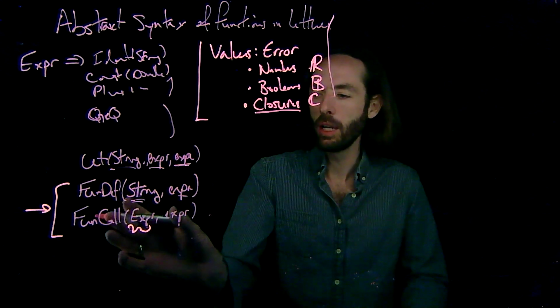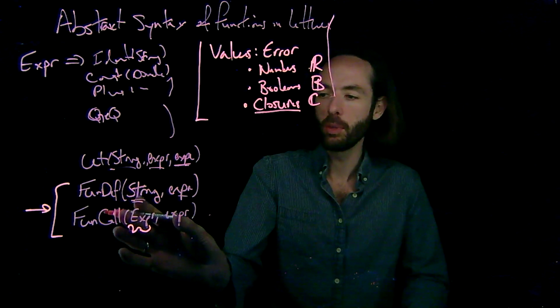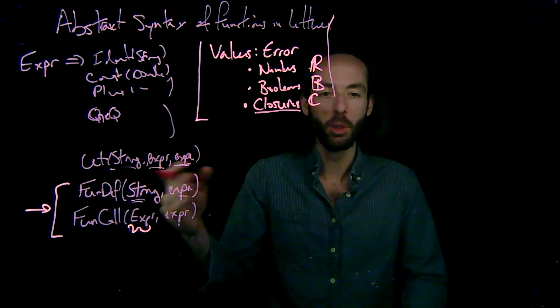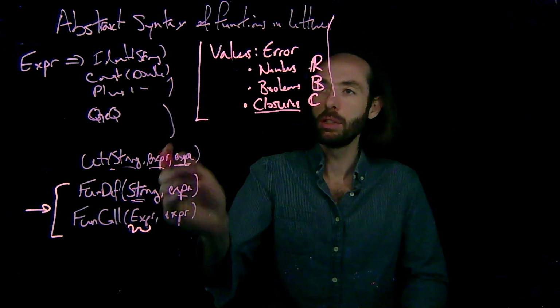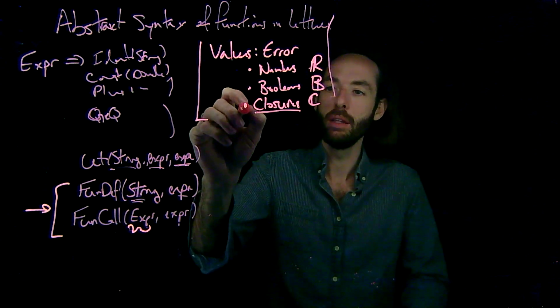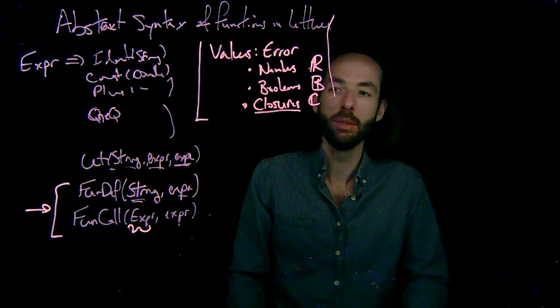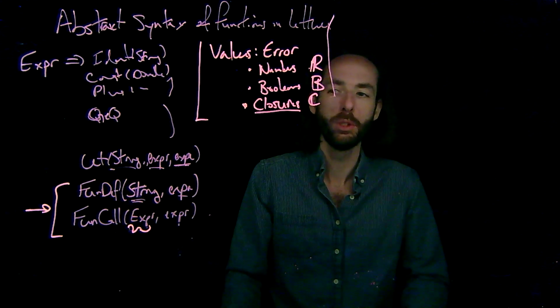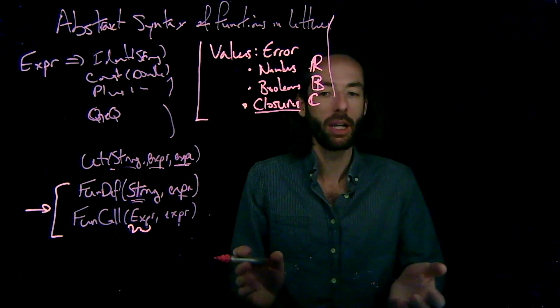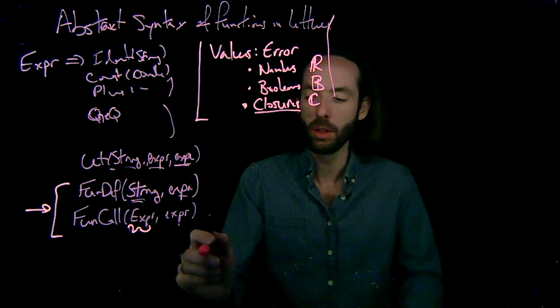And in order to figure out how we are actually going to do this, right? How do we make a definition and then do a bunch of extra work, and then maybe come back and call that function? What we've done is we've added a new type of value to our system. So before we could have numbers, booleans, or errors, and now we have closures which represent functions, right? They keep track of everything that we need in order to run a function.